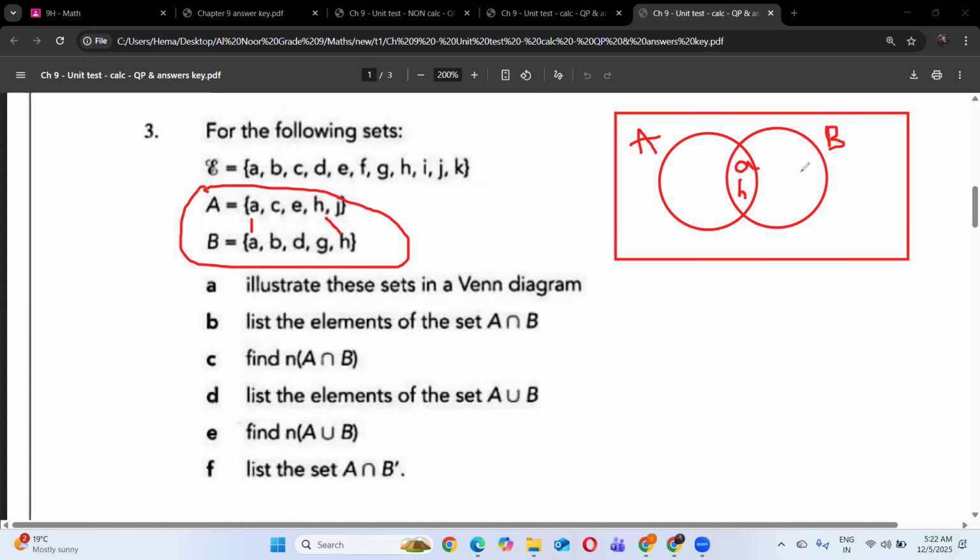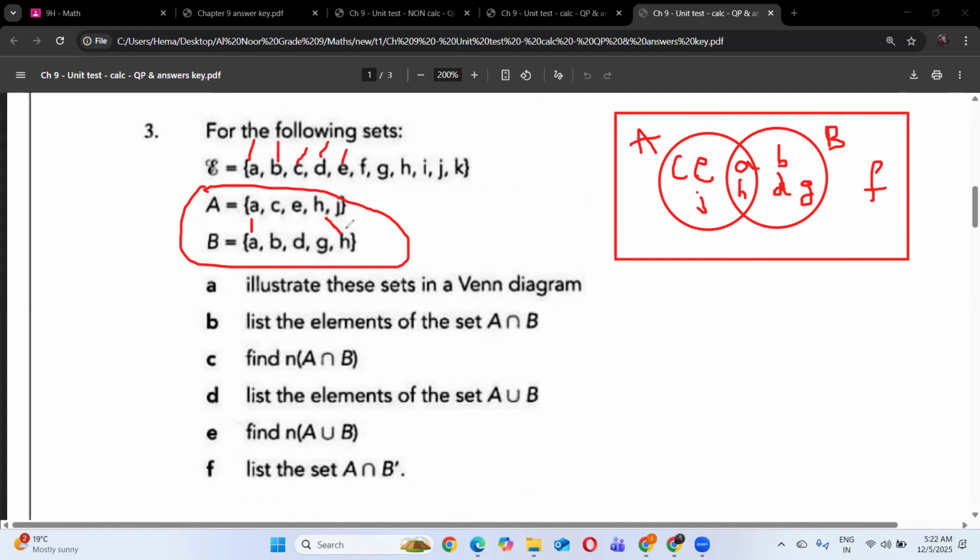So we wrote there. Remaining, what is letters remained in A? C, E, F, and J. What is remaining in B? B, D, and G. Okay. Now, what is left over in a universal set? A finished, B finished, C we wrote, D we wrote, E we wrote. F. F is not here. F is outside. It is not belong to A, not belong to B.